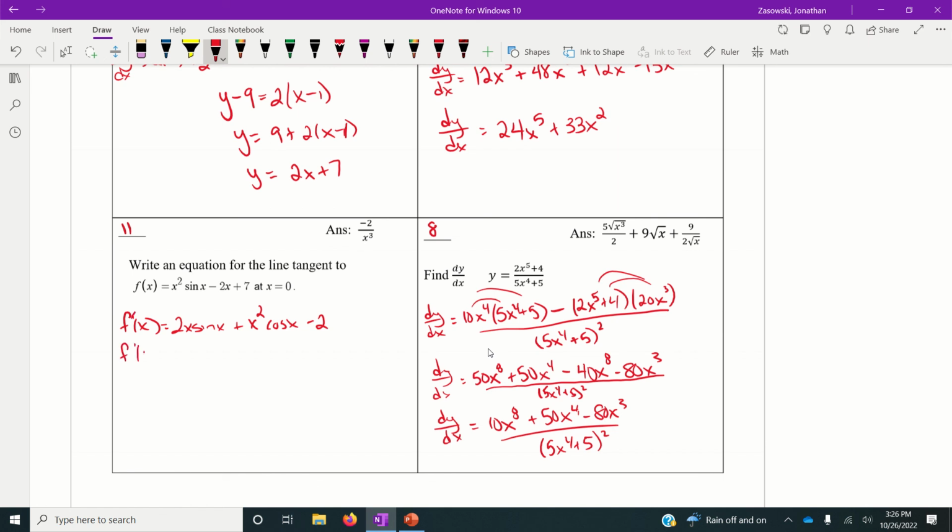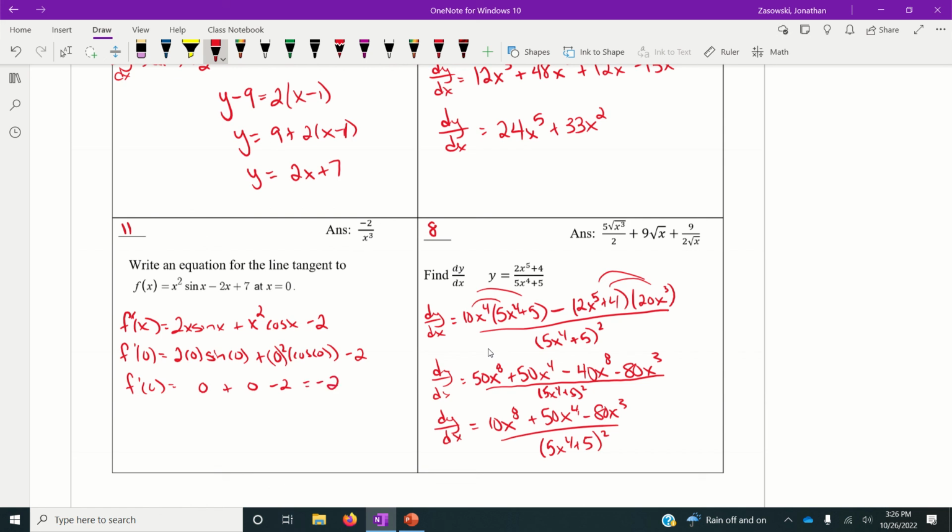And then we're going to do f prime of 0. So 2 times 0 times the sine of 0. It doesn't matter what this is at all, because 2 times 0 is 0, and 0 times anything is going to be 0. Plus 0 squared times the cosine of 0. So same thing again, because this is multiplied times 0 here, the whole thing's going to equal 0. So we're essentially going to get 0 plus 0 minus 2. And so this is just equal to negative 2. So there's my slope.